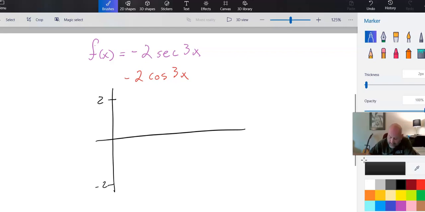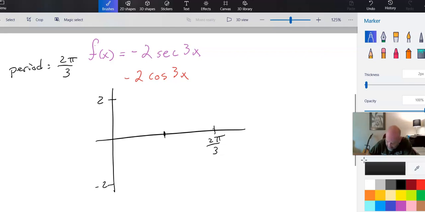Okay, and now we have to figure out our period. So remember our period is 2 pi over b. So that's 2 pi over 3. And that's where this thing starts to repeat itself. Notice it's just 1/3 of the previous period, right? I just divided it by 3, so it's 1/3 the size.